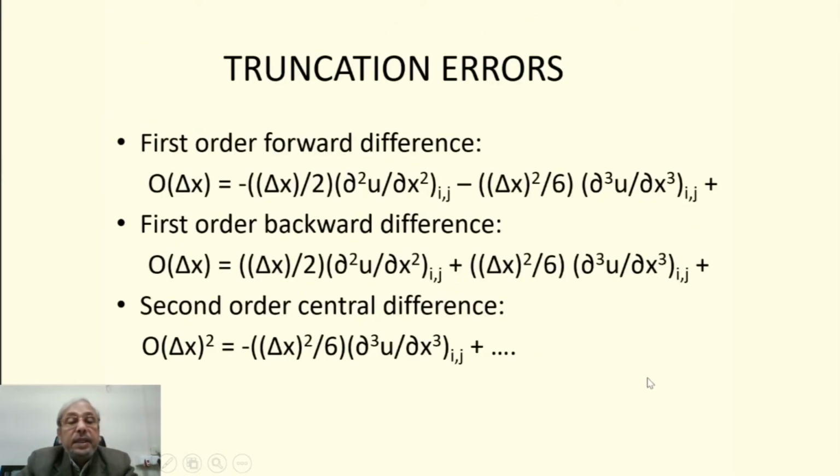So we can see that for the first order forward difference, this is the truncated series, and in the truncated series the highest term is delta x. First order backward difference, this is the truncated series, and here the highest term is delta x. Second order central difference, this is the truncated series, and the highest term is of the order of delta x squared. So that is why it is second order accurate, and these are first order accurate.